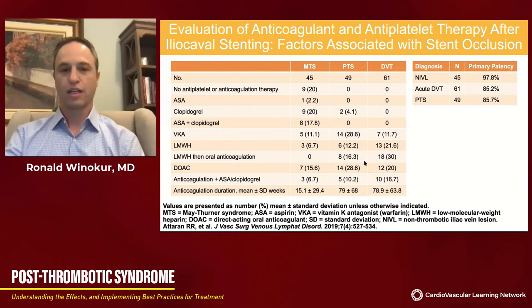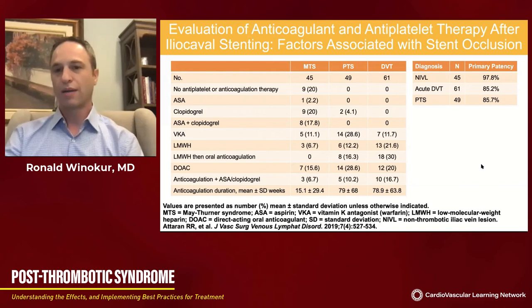And you can see a large percentage, just like we saw before, received Coumadin. A similar percent received direct oral anticoagulants. And then a smaller percentage received low molecular weight heparin, or low molecular weight heparin followed by a DOAC or oral anticoagulant of some sort. And then even smaller populations received antiplatelet agents. And the patency rates, they only lumped into all of them as one large group here.